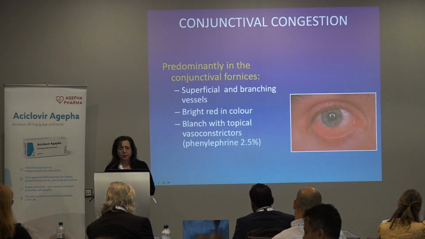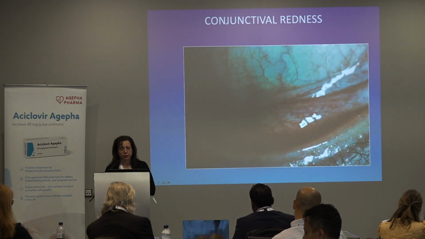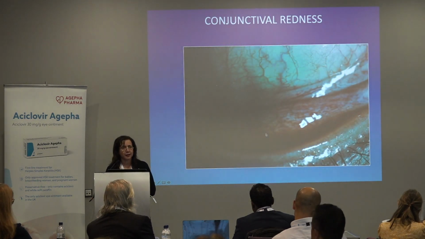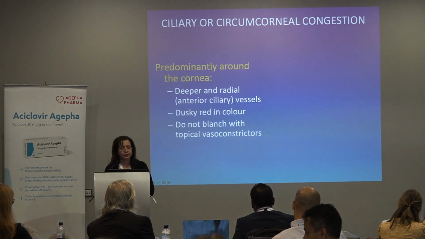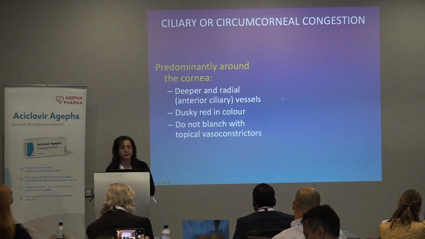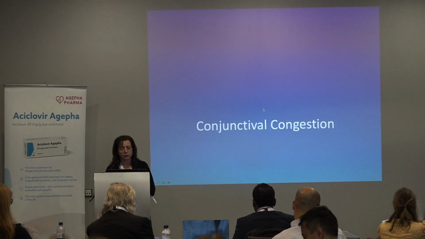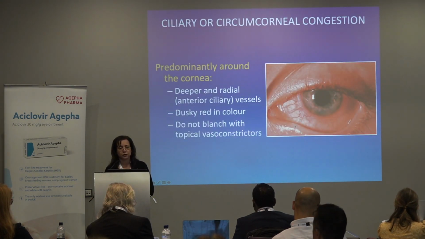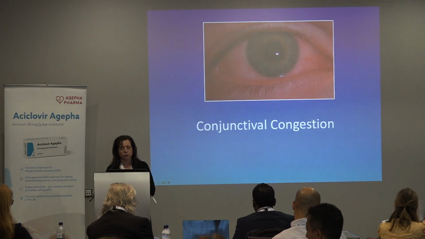So this is an example of conjunctival congestion. And if you look in the back of the lid, you can see that redness mainly comes to the back of the lid. Very different than ciliary congestion. The vessels are deep radial because they are from the anterior ciliary vessels. They are dusky in colors, and they don't blanch if you put a topical vasoconstrictor. Can you see here? This is very different, and that's ciliary congestion.